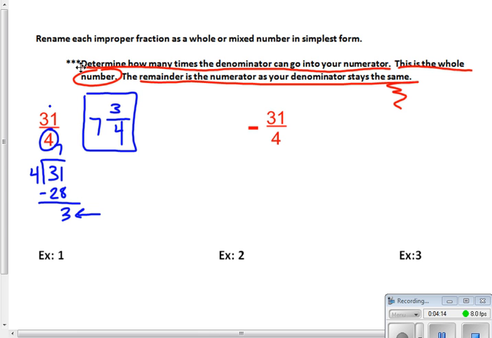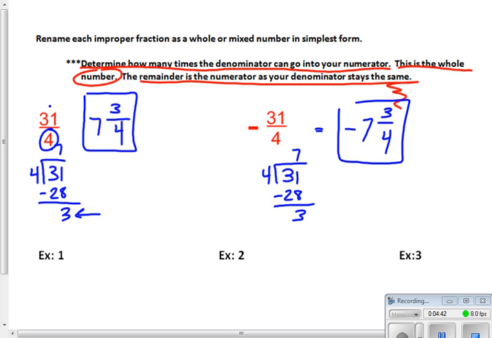Again, same situation over here. We have -31/4. As part of your answer, move the negative sign out, and then you follow the same steps as the previous problem. We know that 4 goes into 31 7 times. 4 times 7 is 28. We subtract, we get a remainder of 3. So again, your whole number is 7. The remainder is your numerator. Denominator stays the same. It doesn't work any differently with a negative sign. Just move the negative sign out right away because it's a negative fraction.